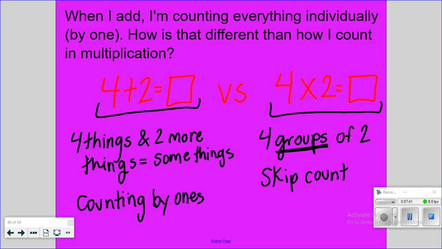I know this is a lot. I'm going to pause so you can make sure you got all this written down. Gentlemen, we're talking about how adding is different than multiplying. And Lincoln just said we're not counting groups. Michael, what were you going to say?